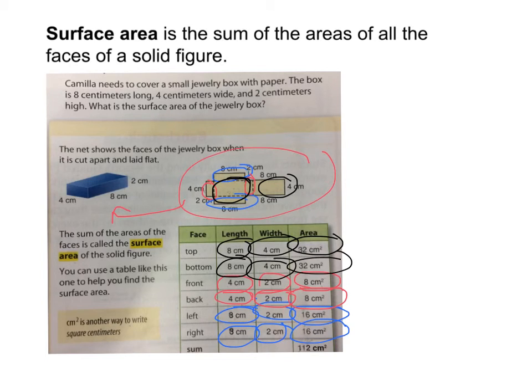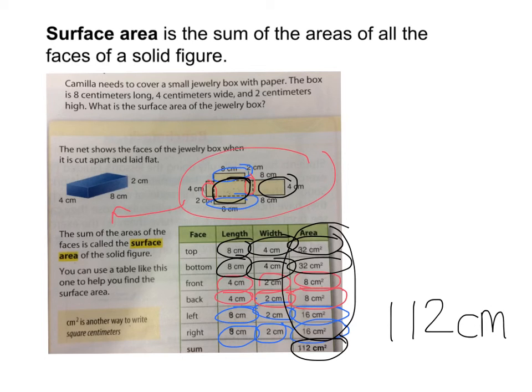So you can see that they used a table to help them organize the different areas of each face, right? And in order to find the total surface area, what did they do? They added up all of these areas to get a total of 112 square centimeters. And that is the total surface area of this jewelry box.